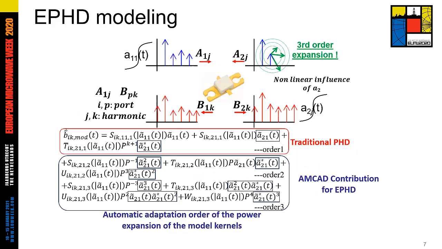I believe some of you are familiar with the traditional PhD model. The PhD model is a linear effect of the power wave F2 on the nonlinear response of the model. So if you are tuning at a certain impedance, you are able to extract a PhD model at this impedance, and you are able to see the linear influence over the nonlinear model, and that's the first line that we have here. AMCAD added another set of equations to extend the power expansion order.